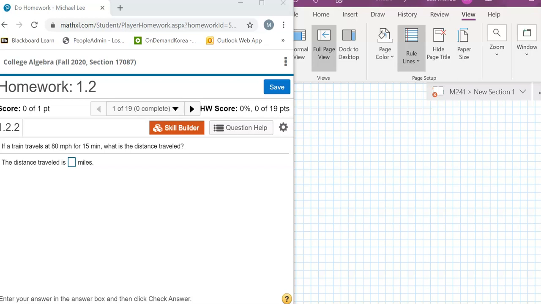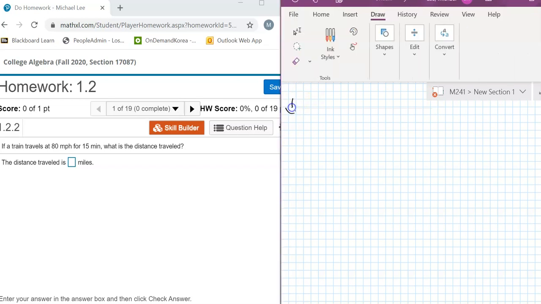Okay, if a train travels 80 miles an hour for 50 minutes, what is the distance traveled? So 80 miles an hour, so 80 times, what is 15 minutes in hours? It is 15 over 60, which is 80 times 1 over 4, so that is 20 miles. So you put 20 there.